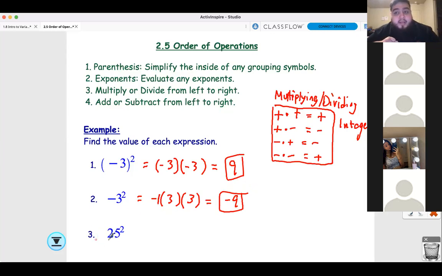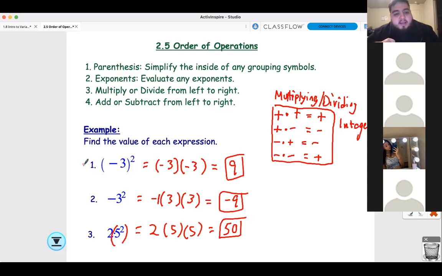Problem example 3 is 2 times 5 squared, right? So it's saying it wants us to multiply 2 times 5 times 5. 2 times 5 is 10, times 5 is 50. And we are done.